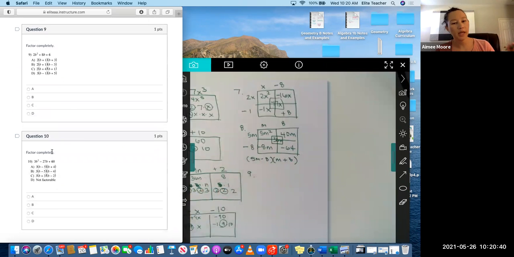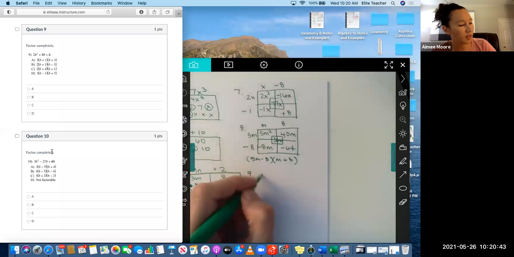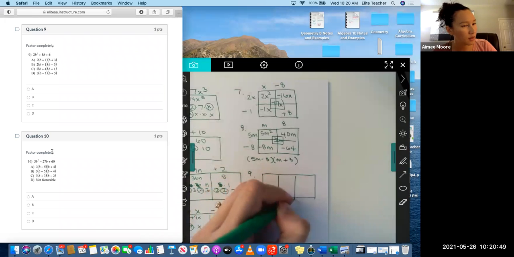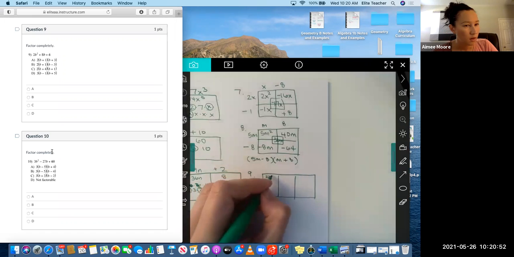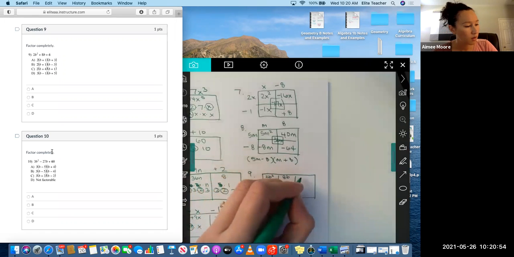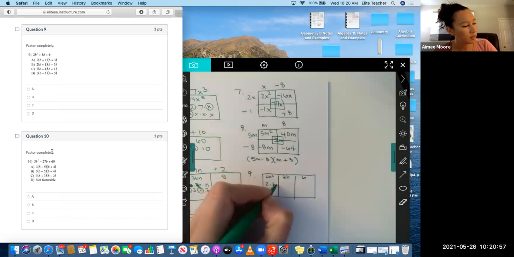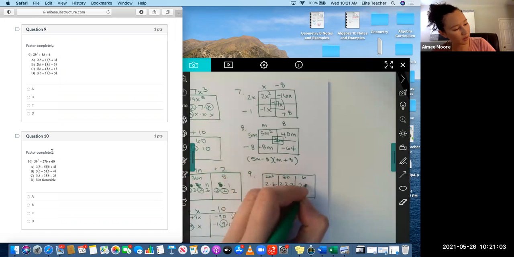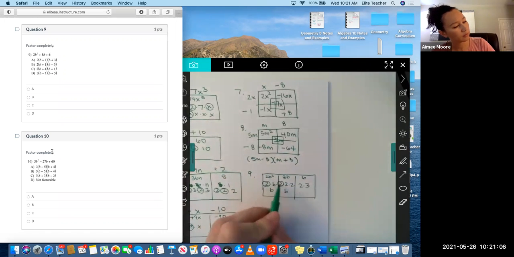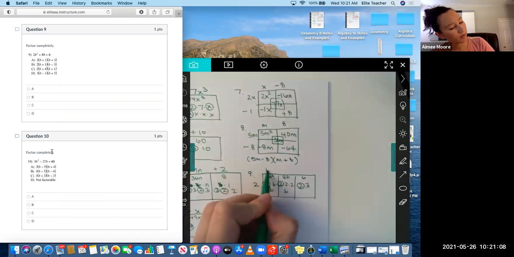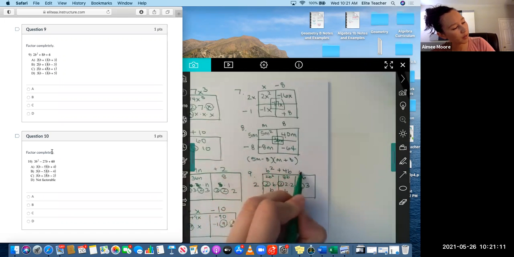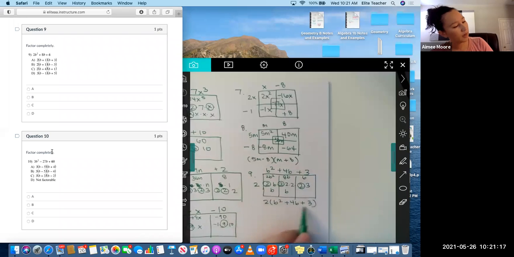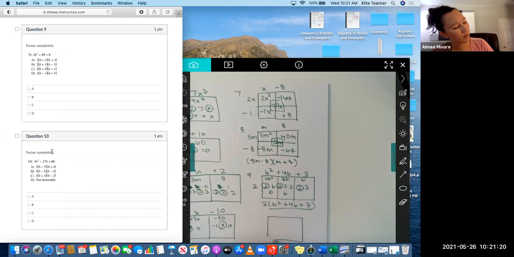Okay, and number 9 and number 10 are two-step factoring. So we have to factor the GCF first and then factor with 4 boxes. So 2b squared, that's 2 times b times b. 2 times 2 times 2 times b and 2 times 3. So we're left with 2 and then b squared plus 4b plus 3. Now we need to factor this again with our 4 boxes.